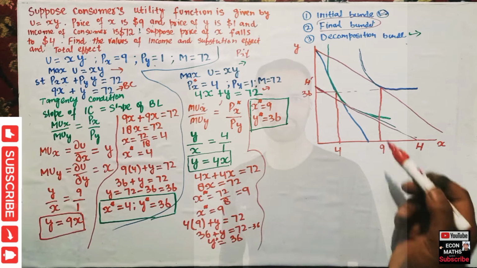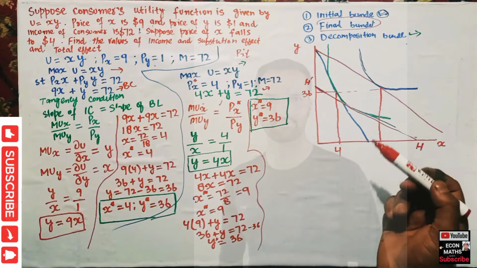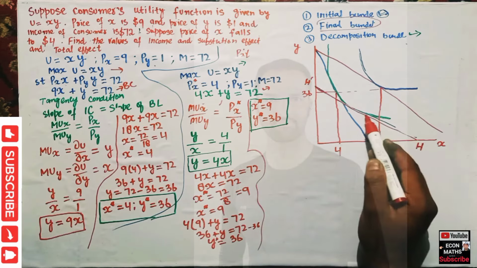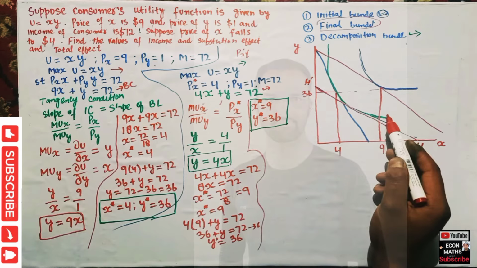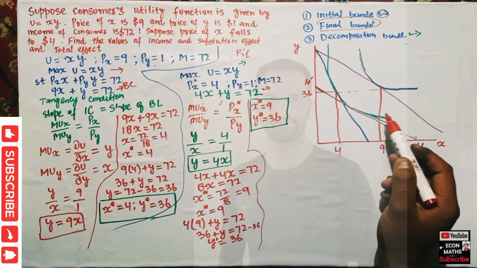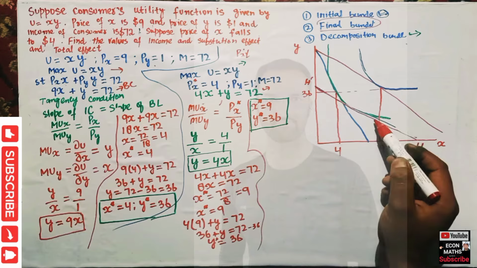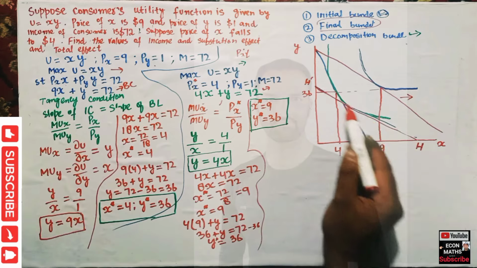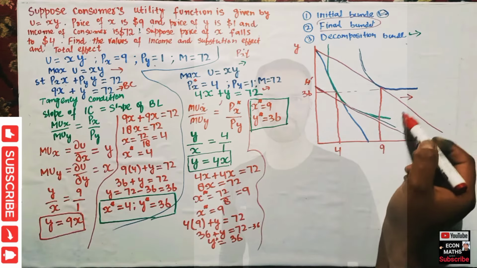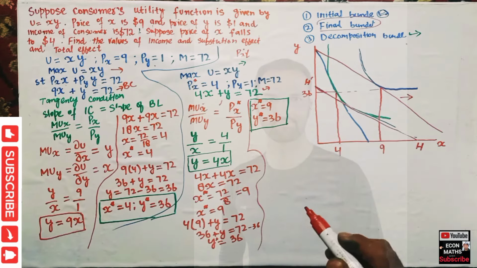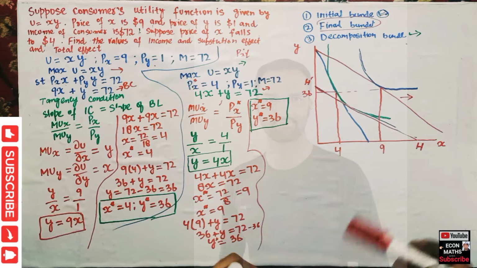It is used to differentiate between the substitution effect and the income effect. And how do we find the decomposition bundle? The decomposition bundle will lie on our original indifference curve, that is, on this green indifference curve, but its slope will remain the same as that of the new budget line. That is why we draw this new red line parallel to our new budget line. I hope I am making myself clear. It is a bit confusing here, but I guess you will get it.